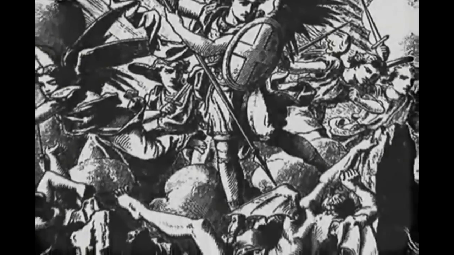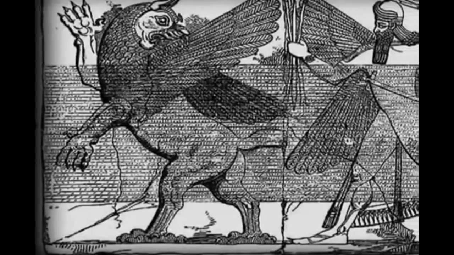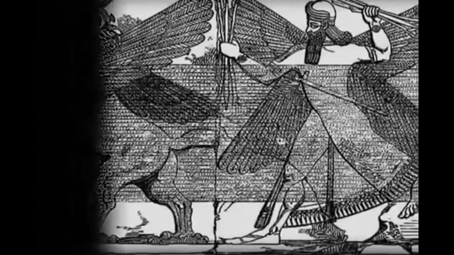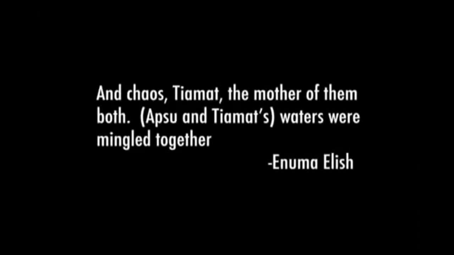One of the most revealing accounts is the battle of the gods in heaven and the ensuing flood. In the Bible, Lucifer rivaled the Lord and was defeated and cast down to earth. In the creation myth of the Enuma Elish, we find a similar story of Tiamat being defeated by Marduk and cast down to the abyss of Apsu. In chaos, Tiamat, the mother of them both, Apsu and Tiamat's waters were mingled together, meaning that the chaotic waters of Tiamat were somehow mixed with the sweet waters of Apsu. Apsu was the Sumero-Akkadian god of the abyss beneath the earth.